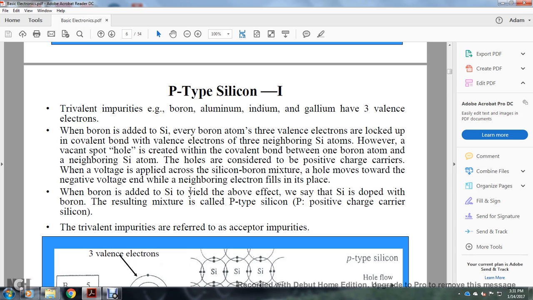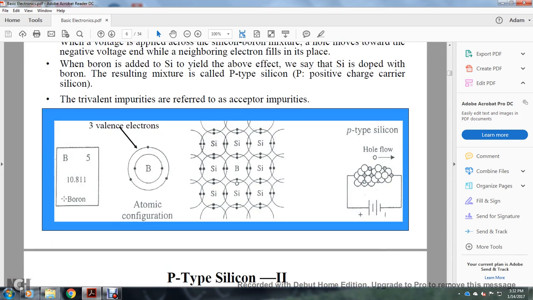When boron is added, we say that silicon is doped with boron. The resulting mixture is called P-type silicon, or positive charge carrier silicon. Trivalent impurities are referred to as acceptor impurities. Boron has atomic number 5, 3 valence electrons, and an atomic mass of 10.811.